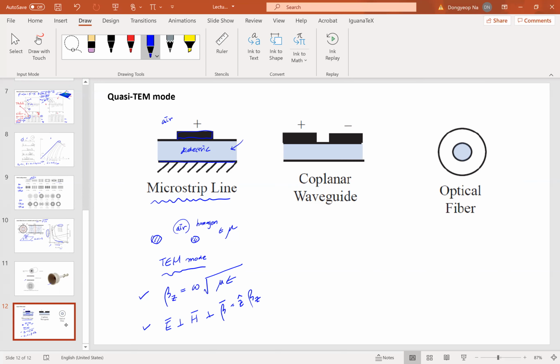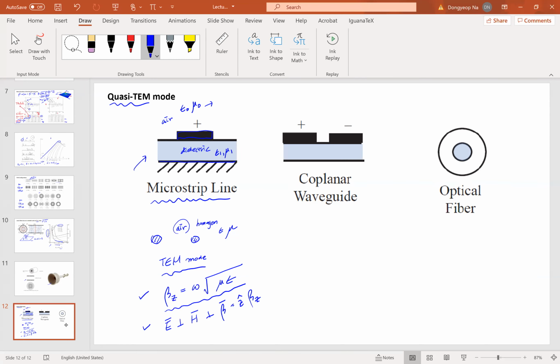Then I'm gonna prove that this structure, the microstrip line, cannot support an exact TEM mode, but it can support a so-called quasi-TEM mode. It looks like almost TEM, okay? Again, for a TEM mode, its propagation constant is set by the phase velocity of the medium. Let's say this dielectric has epsilon 1 and mu 1. Air has epsilon naught and mu naught.